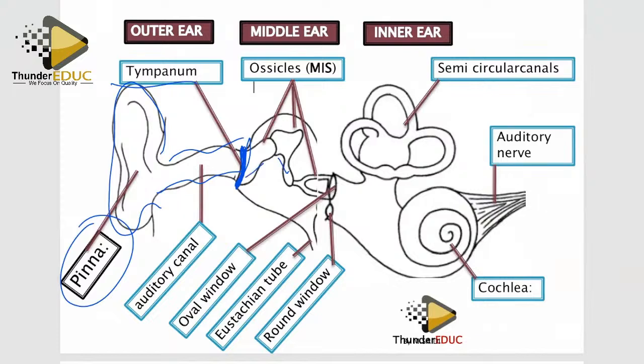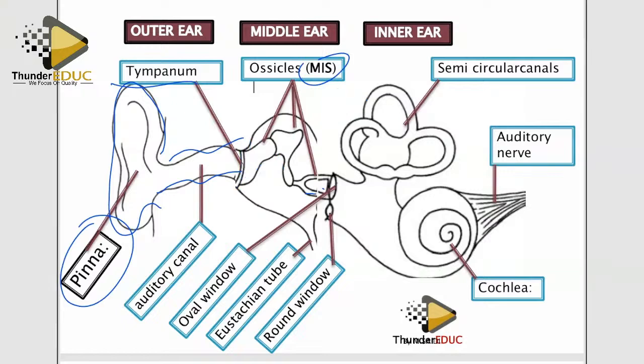Then we have the 3 bones, the smallest bones in the human body. The first one, we call it Malleus, Incus, and Stapes. I abbreviate it as MIS. Don't call it hammer. Sometimes they call it hammer, anvil, and stirrup. So you better call them Malleus, Incus, and Stapes. That is scientific, meaning that they won't argue about your answers.